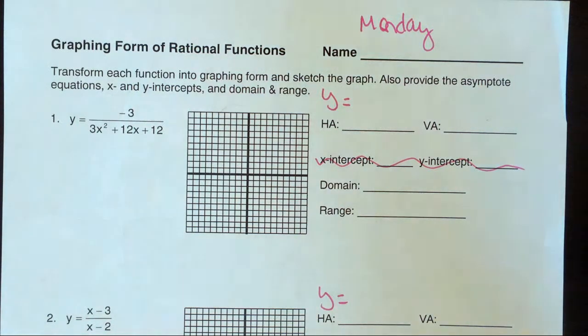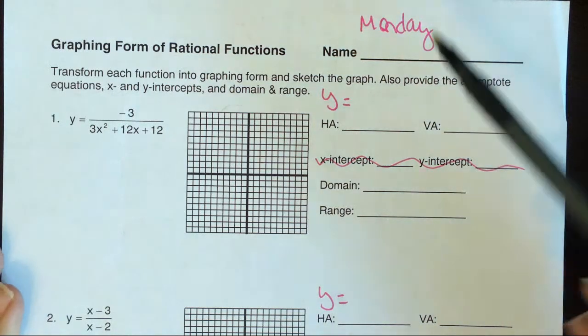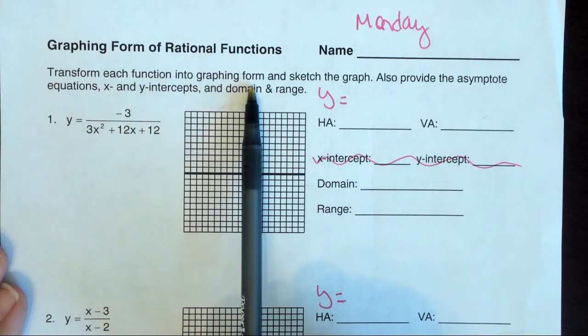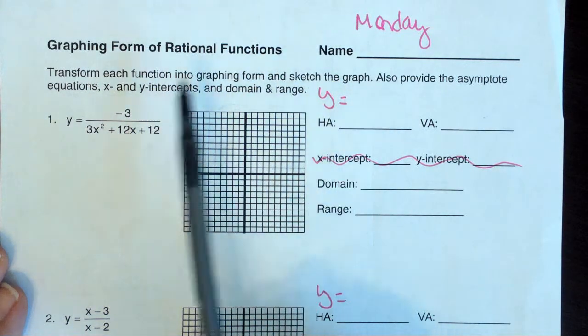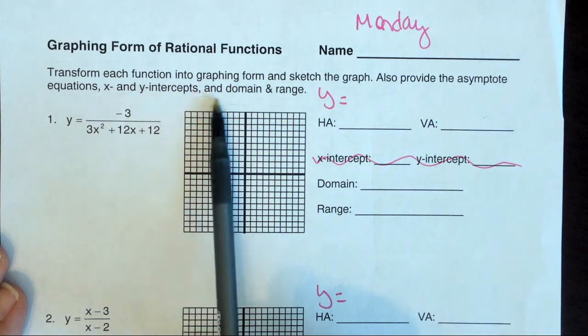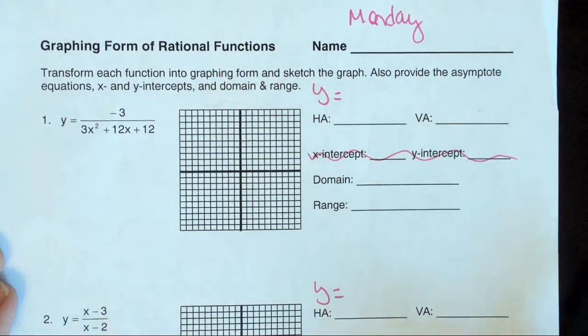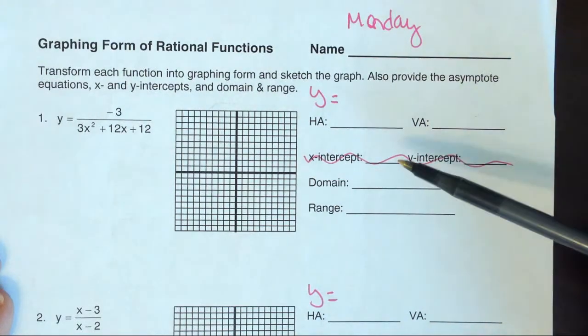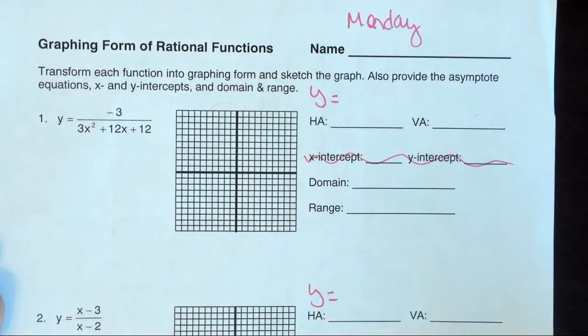Alright, this video is going to help you with your graphing form of rational functions. For each one of these, they want you to transform each function into graphing form, sketch the graph, and also provide the asymptotes, the x and y intercepts, and the domain and range for each. Now in the other video that I did over the notes, I got rid of some of the times that you had to do y-intercepts, so if I don't do them in this video, you don't need to do them either.